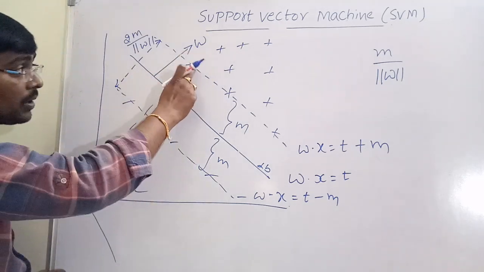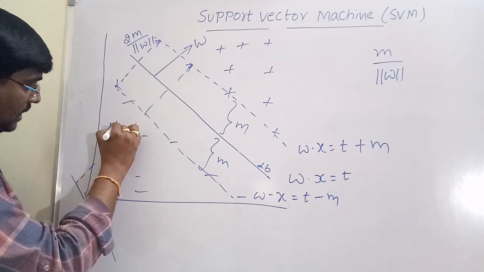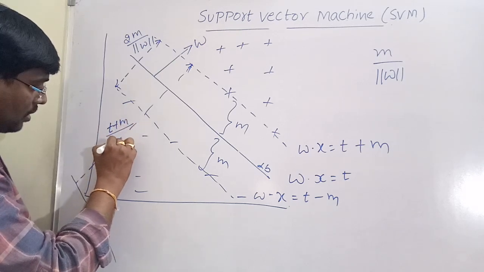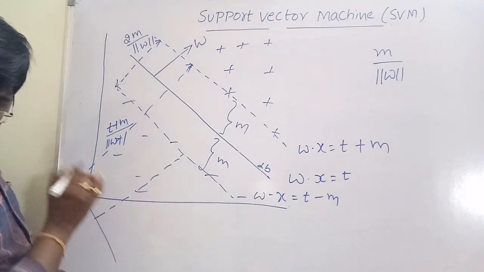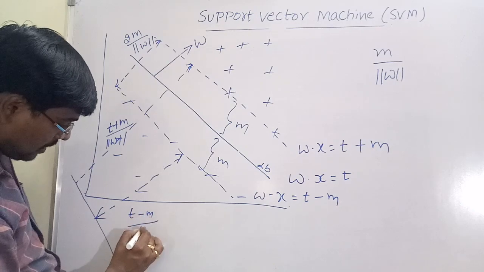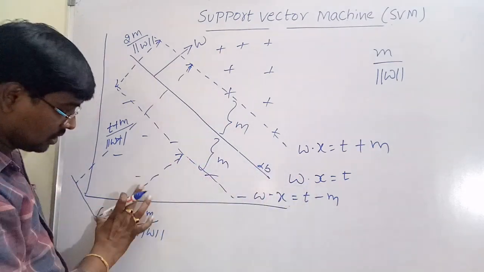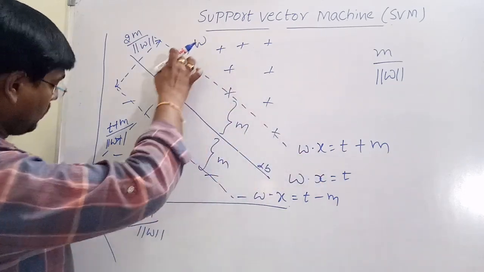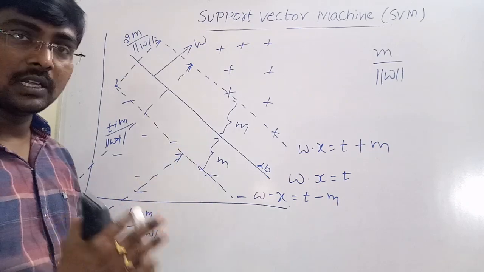What is the value from this to this position? This value is T plus M by mod W. Simply, this one, T minus M by mod W. So here T minus M, this to this position. Here this is T plus 1, this to this position. Okay, if you understand the diagram, it is very clear.